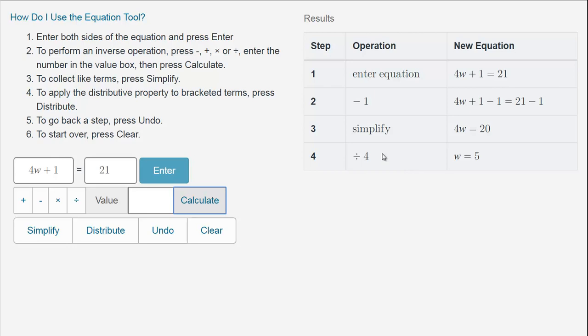So that's how you can use the equation tool to solve some equations. And that's the end of the tutorial.